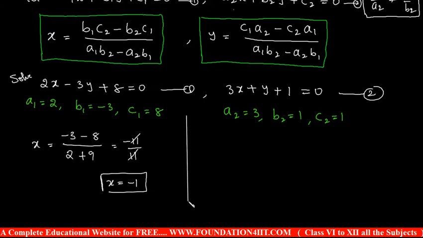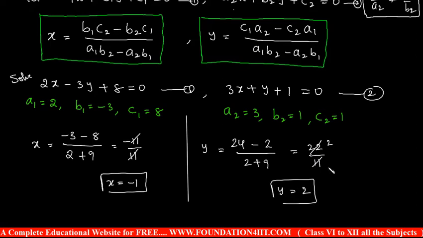Let's use the same for y. So y is equal to c1 a2. c1 is 8, a2 is 3, so it is 24, minus c2 into a1. c2 is 1 and a1 is 2, so 1 twos are 2. Divided by the same denominator, 2 plus 9. The denominators are the same for both. So 24 minus 2 is 22 by 11. 11 ones are 11, 11 twos are 22. Then y is equal to 2. Just within one or two steps you'll get the answer finally.